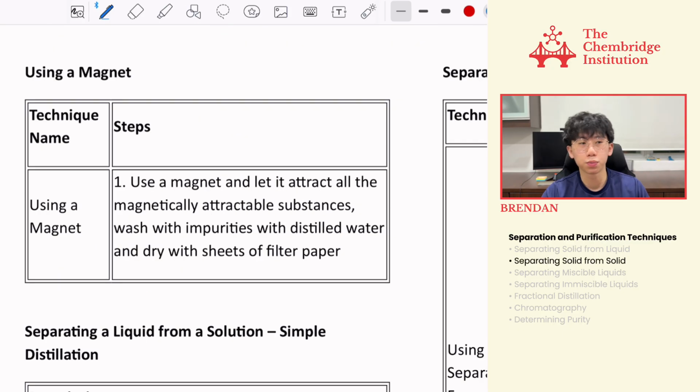Now, some schools might teach that if you want to separate a solid from another solid, you can also use a magnet as well. If there are any magnetically attractable substances, you kind of learn this from your primary school as well.